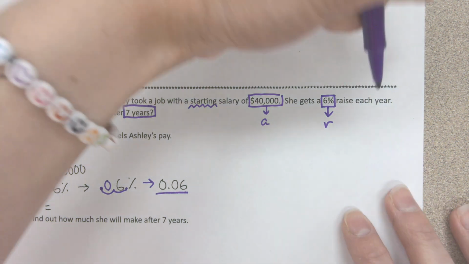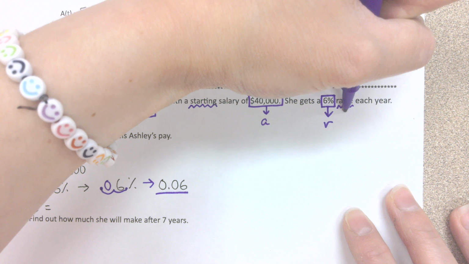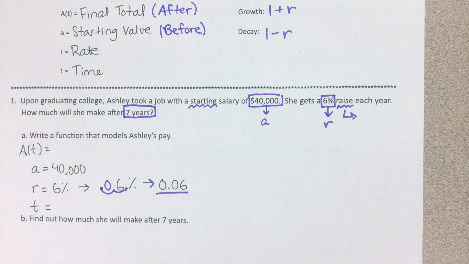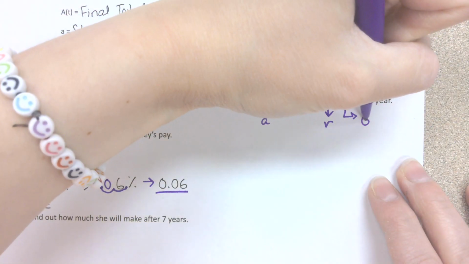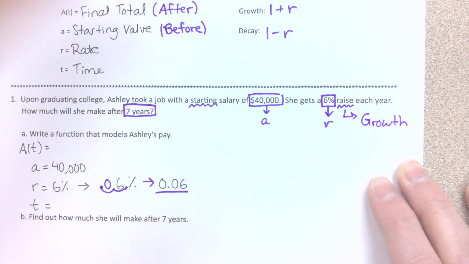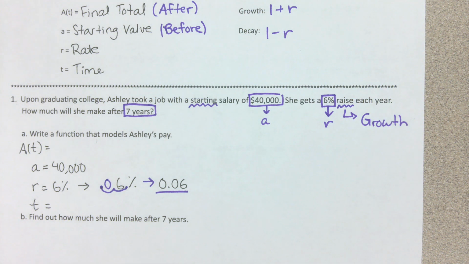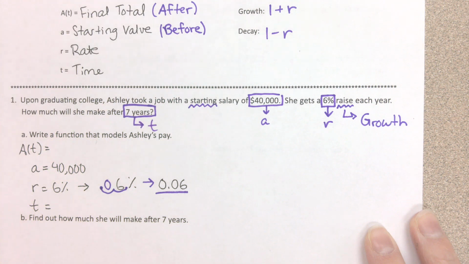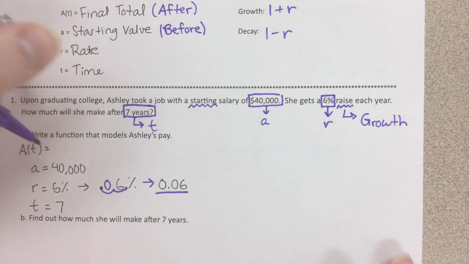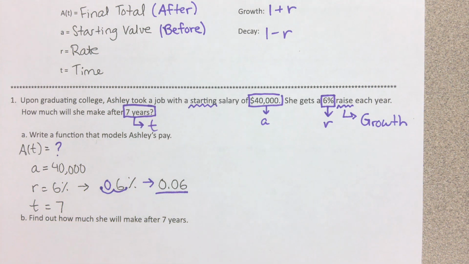And then before I forget, this raise here, that's the dead giveaway what type of problem this is. What type of problem is this? This is going to be a growth problem. There's usually a word or a phrase that will hint at which type it is, but they will never really come out and say it outside of a few different problems I can think of. And then the 7 years, of course, that refers to time, so that's going to be our t. t is 7. Meaning the one variable left, A of t, is the unknown.